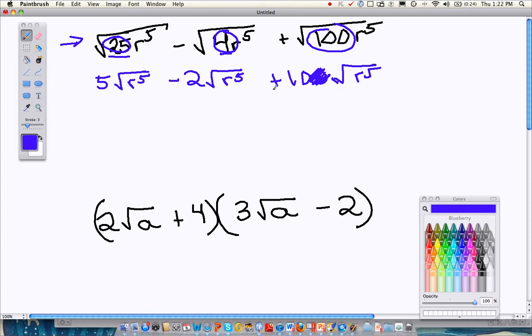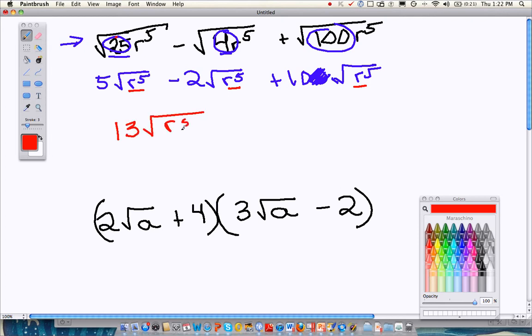So I'm going to ignore the radical for now. I'm going to add and subtract them together, which we are allowed to do because they are all the same. These are the same values under the radical. They're exactly the same, which means they're like terms. So I could go ahead and add and subtract them. 5 of them minus 2 of them is 3 of them. 3 plus 10 is 13.